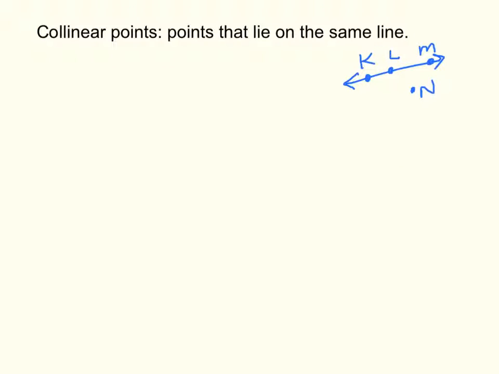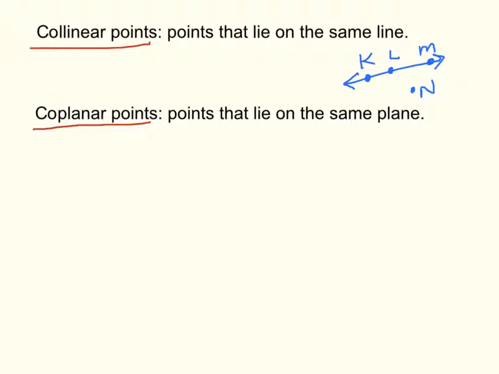Our next vocab word is collinear points. Collinear points are points that lie on the same line. Now looking at our diagram over here, we have a line with 3 points that lie on that line. K, L, and M are all collinear. K, L, and N would be called non-collinear. So collinear points, points that lie on the same line. Non-collinear points are points that do not lie on the same line.